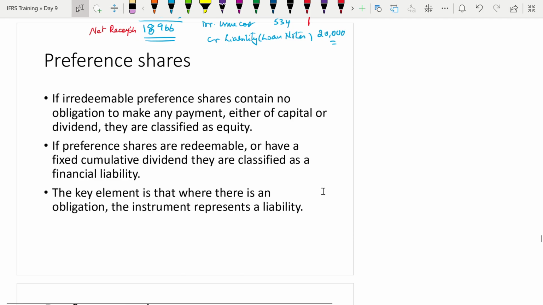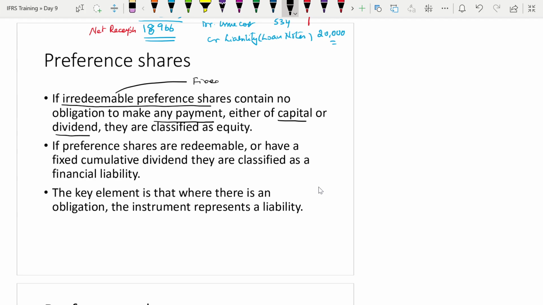The second part is regarding the preference shares. If you take the preference shares, there are various different kinds of preference shares. There are irredeemable preference shares, which contain no obligation to make any payment. Irredeemable, 5 years, it is like a loan, it is like either a capital or dividends. Irredeemable means what? It will be for a fixed time or it will be forever.